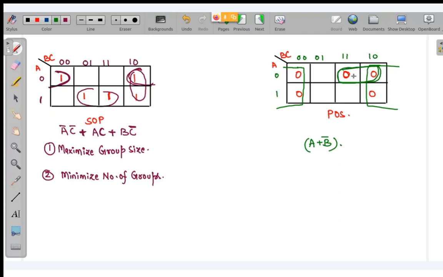Now the next sum term. You can see this group of 4. In this group of 4, A is not common because A is equal to 0, A is equal to 1. You now need to see in all the 4 cells what is common. A is not common in all the 4 cells. B equal to 0 is also not common. But C equal to 0 is common in all the 4 cells. So this will be C.